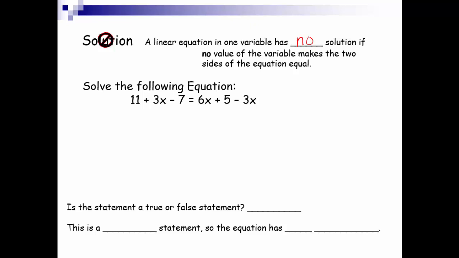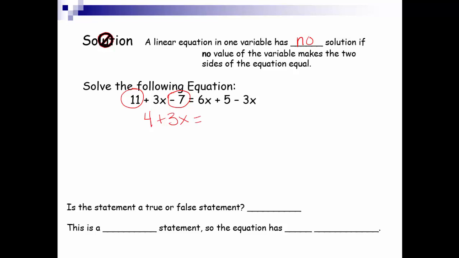Do you see any terms here that are like terms that we can combine? Well, we have a constant of 11 right here, and we have a constant of a negative 7 right here. So I can take 11 and subtract 7 and actually get 4 to simplify that. Now I still have a 3x here and I can't put it together with anything because I don't have any other terms with the value of x on that left-hand side. So I'm just left with 4 plus 3x.